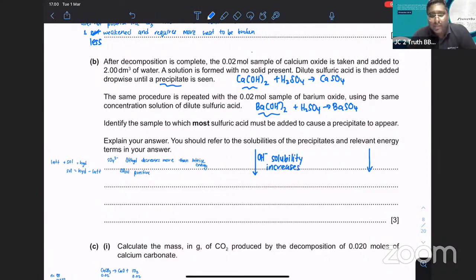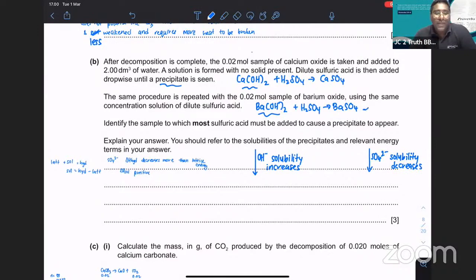Solubility increases. Group 2 solubility. Sulfate, on the other hand, as you go down, we know this is a white precipitate. So everyone should know, as you go down, solubility decreases, because this is a white precipitate.